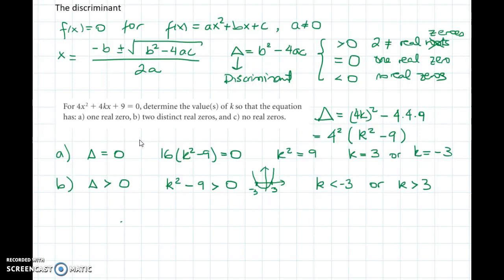And for the last case, the values we have left, the discriminant will be less than 0 when k squared minus 9 is negative, which means that we want our value of k to be between negative 3 and 3. So we have the values of k that will make each of the three cases happen.